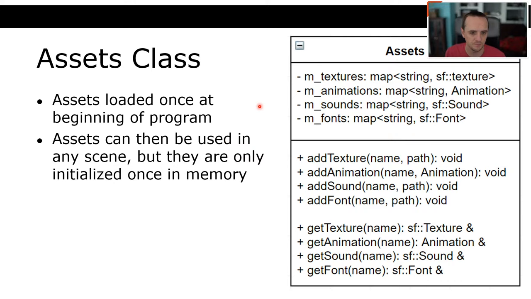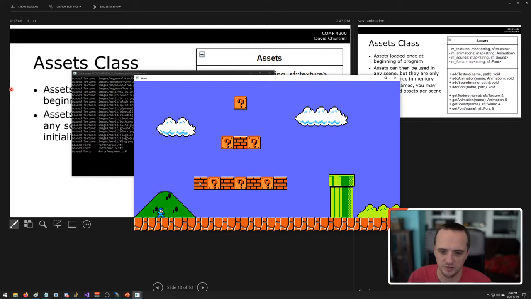Okay, so we only have one Goomba texture. We only have one brick texture loaded. So for example, if I go back to our solution here, and if I'm playing the game, you can see here that there's 5 brick textures on the screen. There's 20 or 30 of these ground textures on the screen. There's a bunch of these question mark textures on the screen, right? But in memory, we have only loaded one copy of this texture.